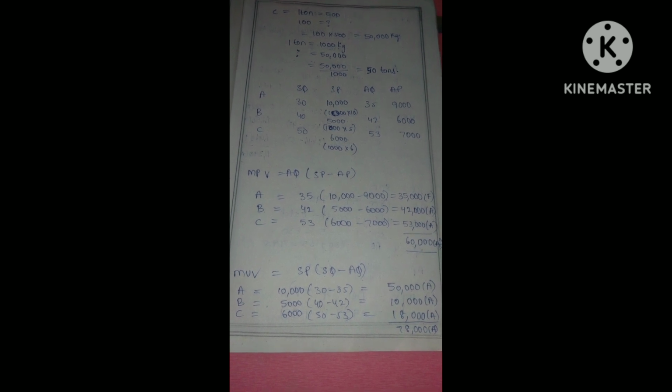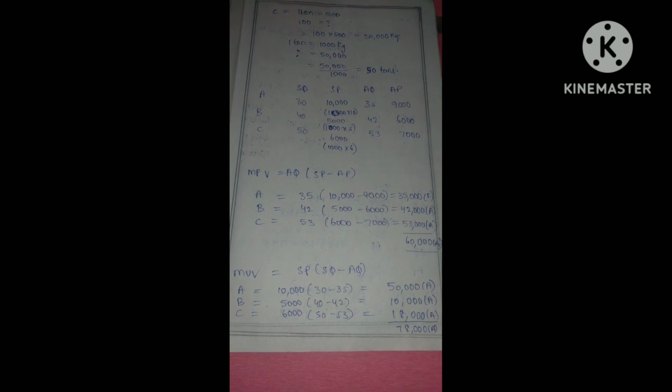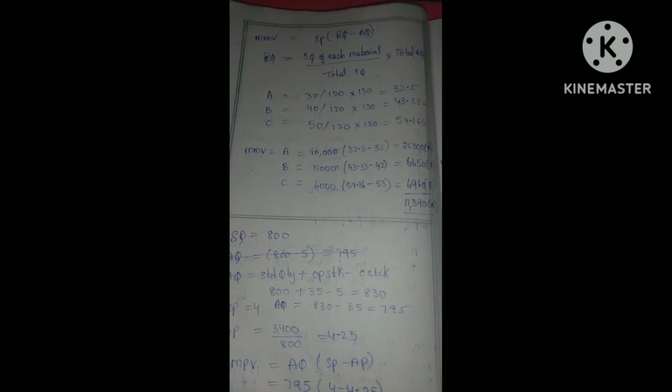First add both adverse values. Here 3 are adverse values, so just add all the values, that is 50,000 plus 10,000 plus 18,000. So we will get 78,000 adverse. So now we have to calculate material mix variance.